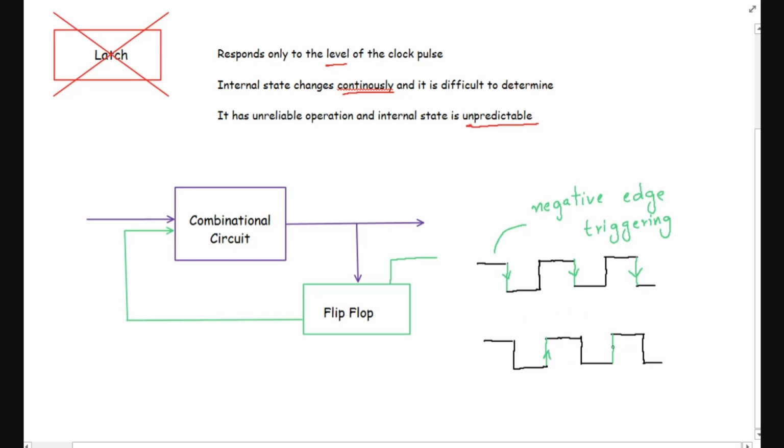We could also have flip-flops where there is triggering on the positive edge, which will be called flip-flops with positive edge triggering.